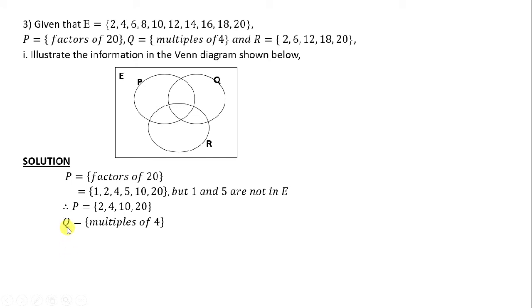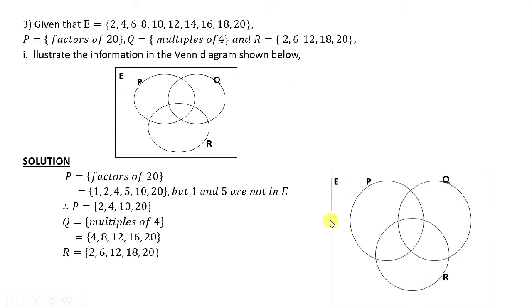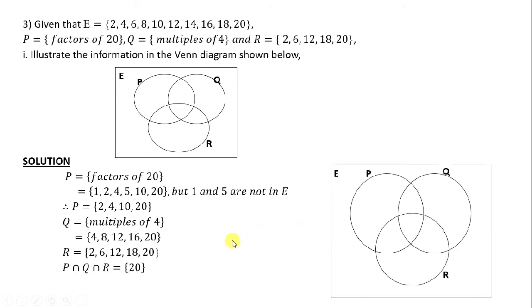Then we have Q, which are multiples of 4. Those numbers which are divisible by 4. 4 can go into those numbers without leaving a remainder, but they should be in the universal set. So we have 4, 8, 12, 16, and 20. Then R has already been given. So we are going to take it step by step, just like the way we did in question 2. We'll start with the intersection of all the 3 sets. What is common between P, Q, and R is 20. So we'll place our 20 there.